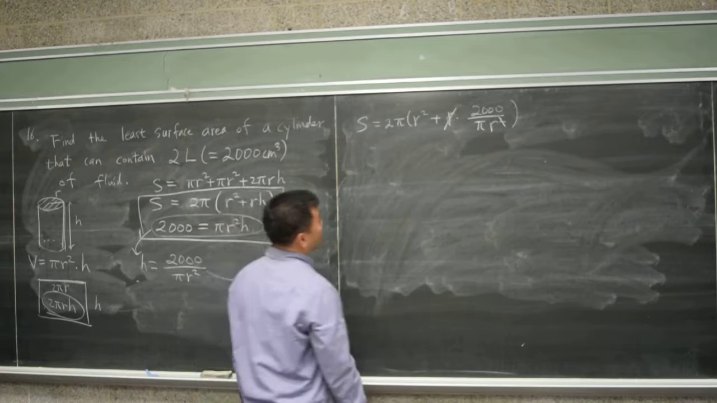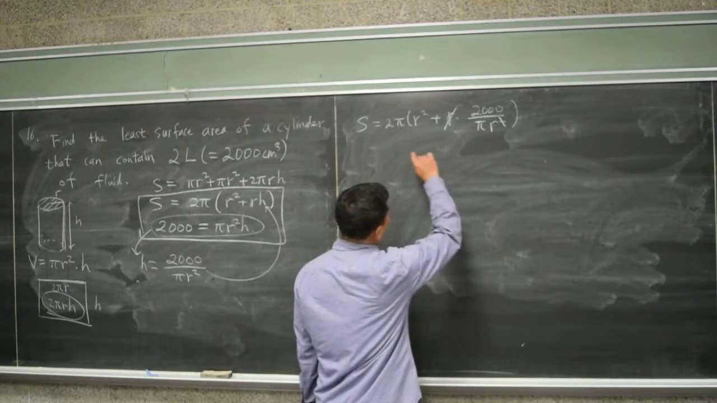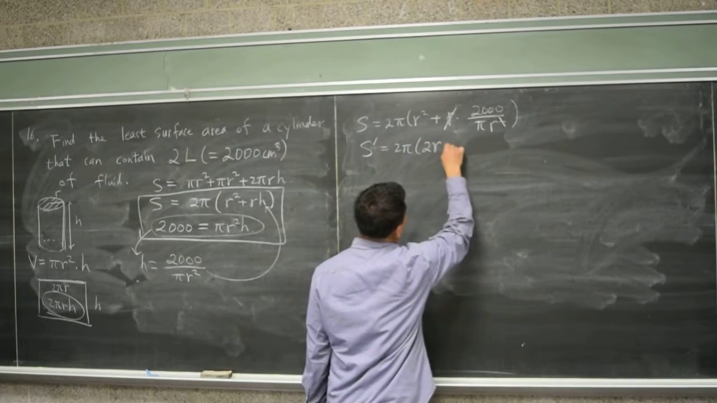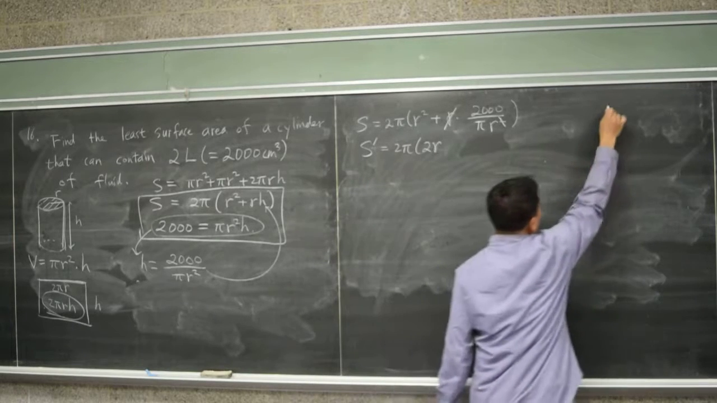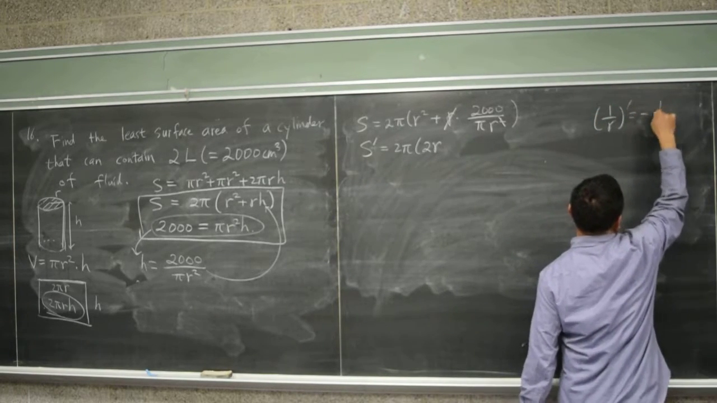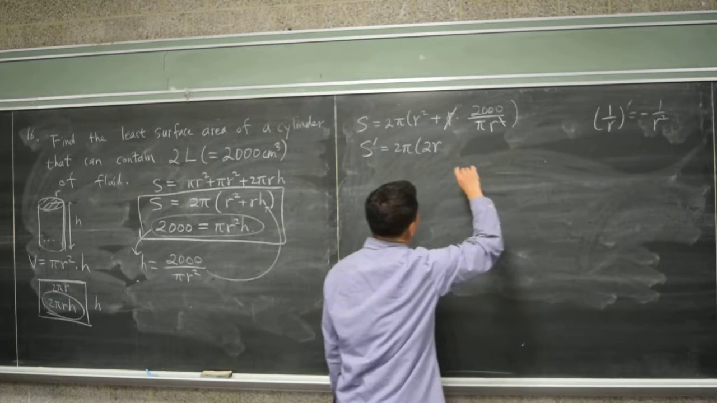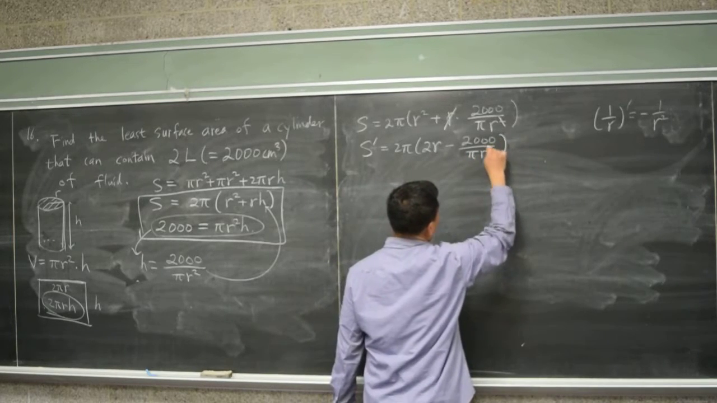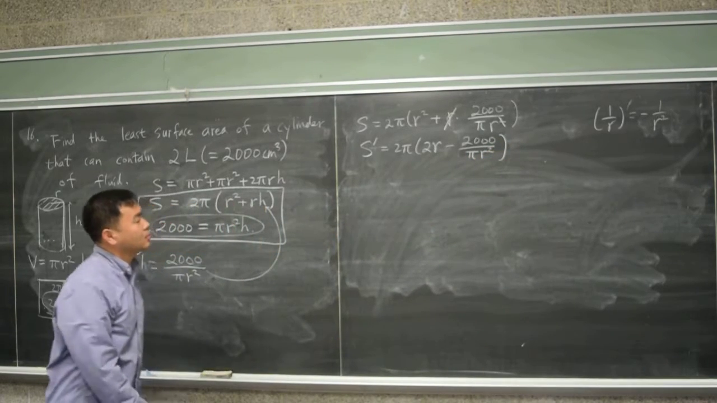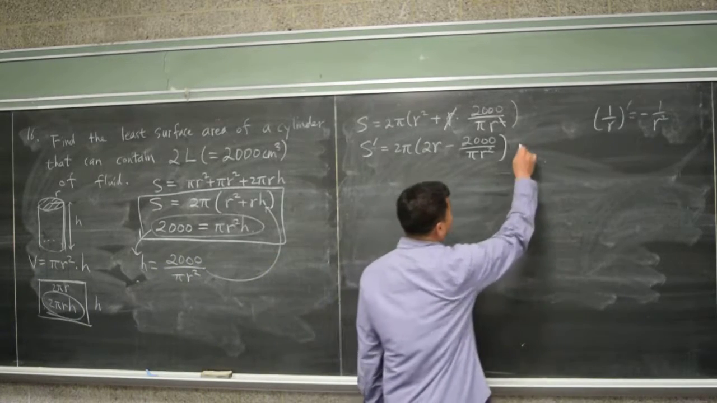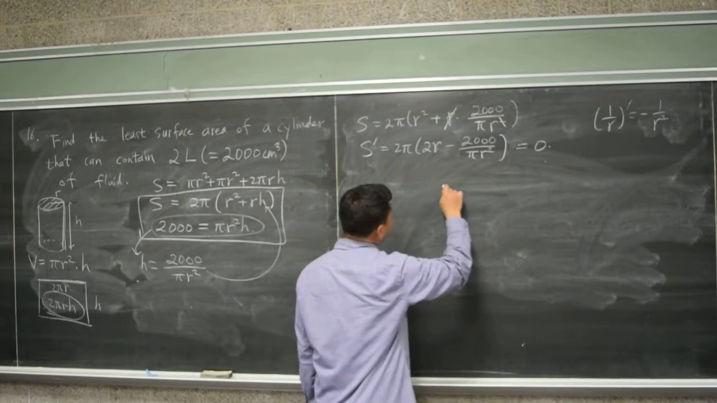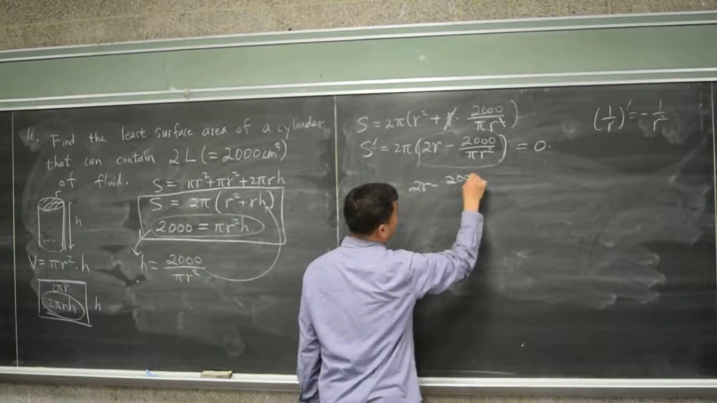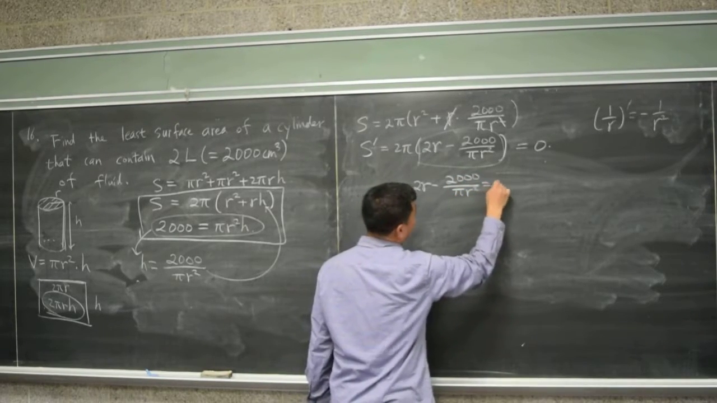Okay, and then you just differentiate. So what's the derivative? 2r, and then 1 over r differentiates to negative 1 over r squared. Using that, I get minus 2,000 over pi r squared. And then you set this equal to 0. Which means this has to be equal to 0, right? So you have 2r minus 2,000 over pi r squared equal to 0.